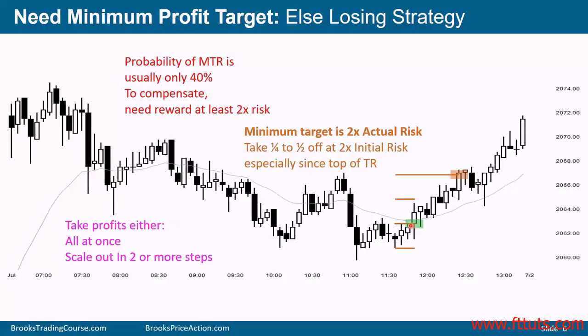If you bought above this bar, you get filled right here. Your initial risk might be to below the low of this bar. Your actual risk, you know it after the market starts to go up, was to just below the low of this bar. This is really the initial risk to below the low of that bar. This is 1 times the initial risk, and that is 2 times the initial risk.